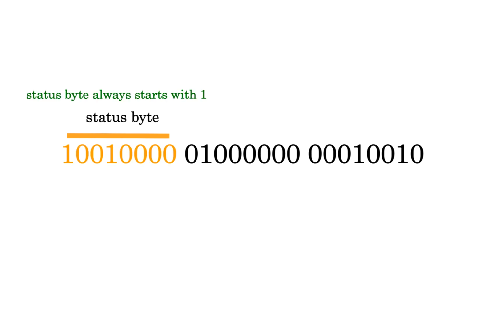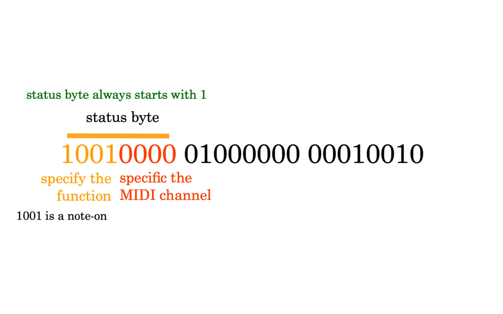This is a MIDI message comprised of 3 bytes. The first byte is the status byte. The first nibble specifies the function. In this MIDI message, 1001 is note on. The second nibble specifies the MIDI channel. In this MIDI message, 0000 is channel 1.